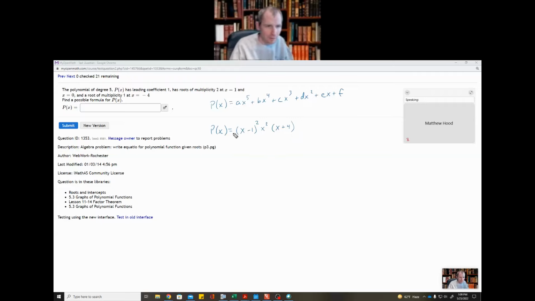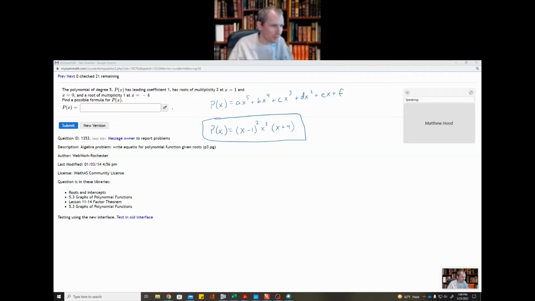And because it has a leading coefficient of 1, that's it. Then we're good to go with just that. If you really wanted to, you could FOIL it out, but this just says find a possible formula, and this is a possible formula. So I'm just going to go with that. Does that make sense?